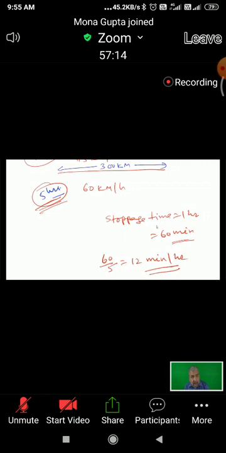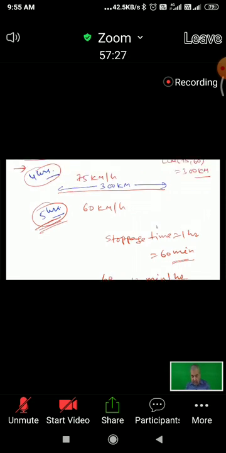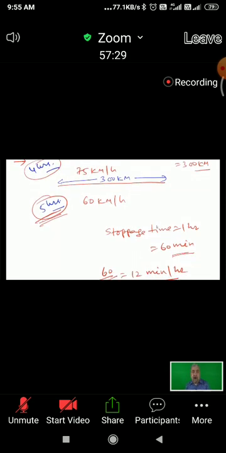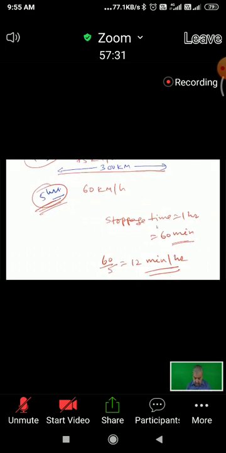I am dividing by 5 because in 5 hours the stoppage time is 60 minutes. And here we have to find the stoppage time on an average per hour. So we need to divide by 5, not by 4, because in 4 hours there is no stoppage time.